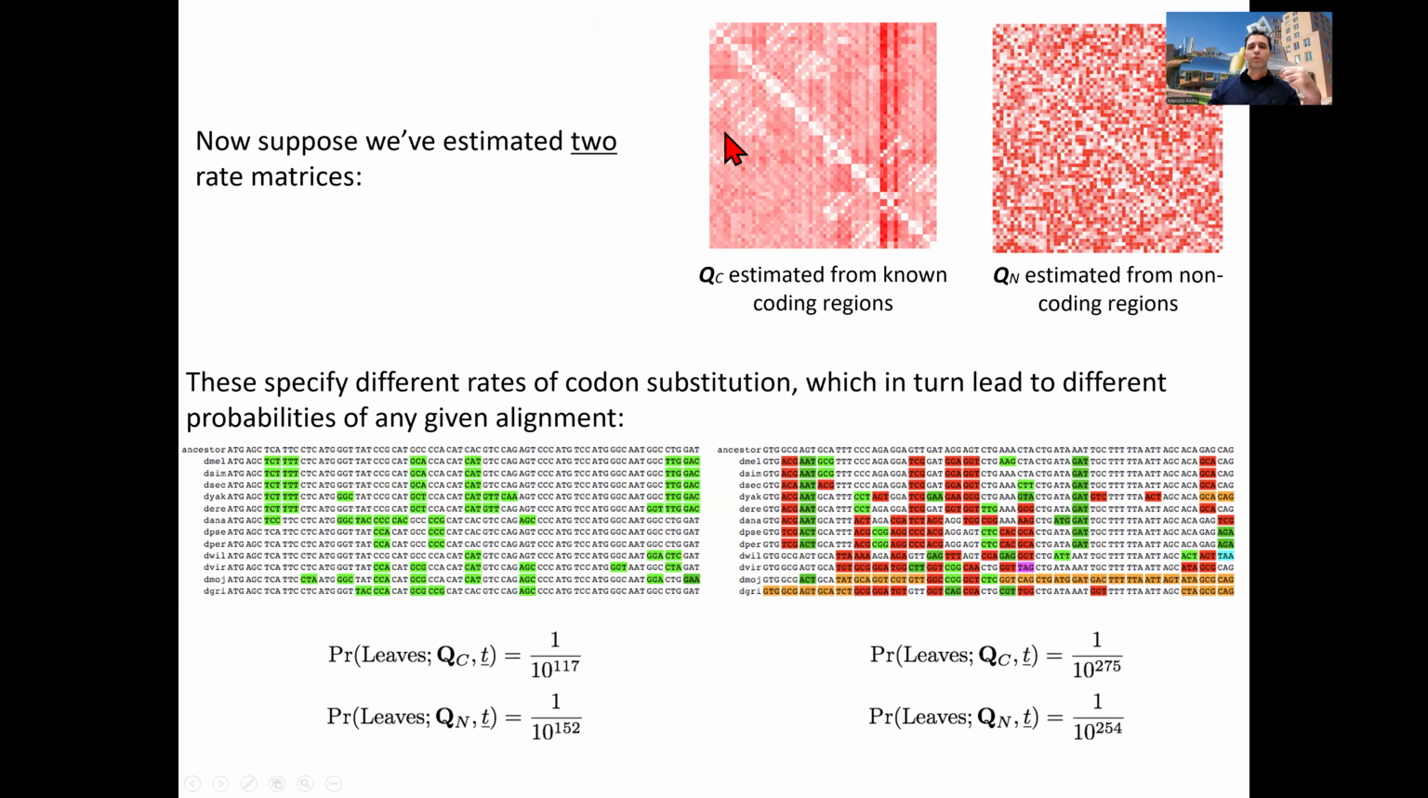So just based on the frequency of exchanges, you can say this appears to be evolving like a protein coding region and evolving like a non-coding region.